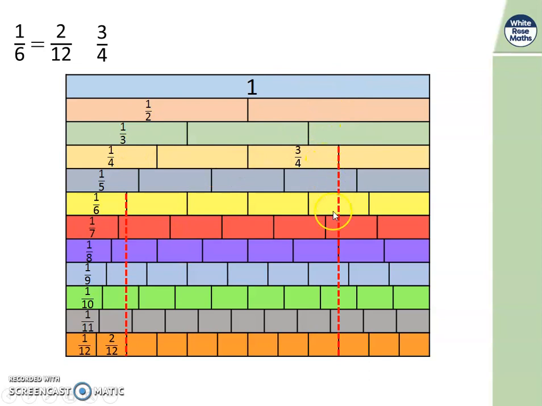Can't be fifths, not sixths, not sevenths. Aha, eighths. How many of them? 1, 2, 3, 4, 5, 6 eighths. Any more? No, no, no. Aha, how many twelfths? There are 9 twelfths up to there. So 3/4 is equivalent to 6 eighths is equivalent to 9 twelfths.